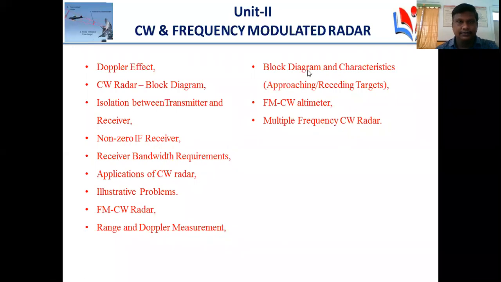So good afternoon all. Today we are going to see multiple frequency continuous wave radar.